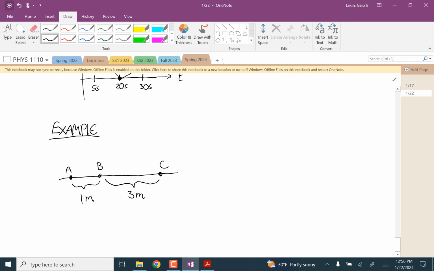And let's say that the motion starts at B, takes 2 seconds to get to C, and then 5 seconds to get back to A. So this is 2 seconds, this is 5 more seconds. Can everyone understand that diagram?